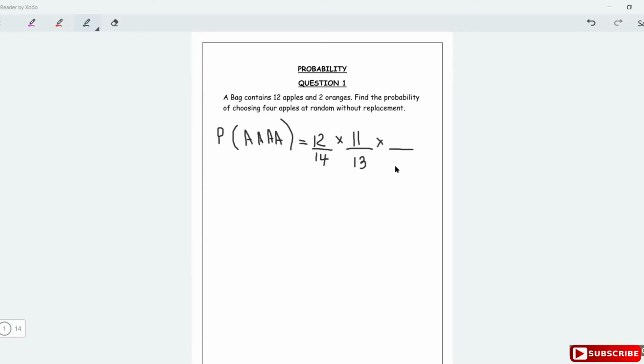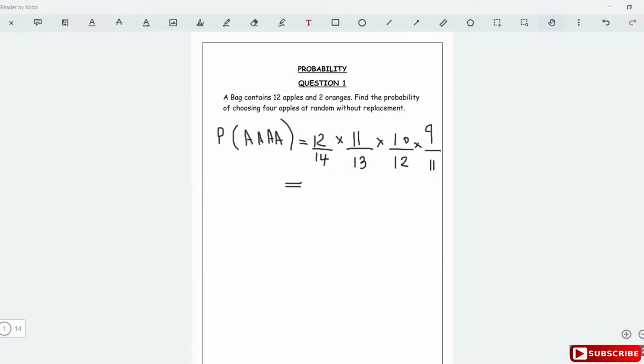How many fruits left back after you take out 2 apples? 12. And then there are 10 apples in there. Times to get the 4th apple now, we have 11 fruits in here, and this is 9. So we work this out, and that would be the probability of getting 4 apples. So let's just evaluate this question using our calculator.